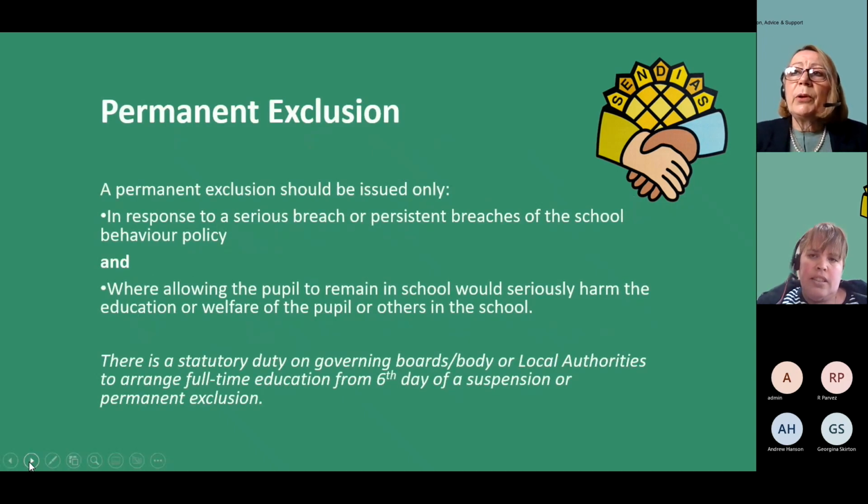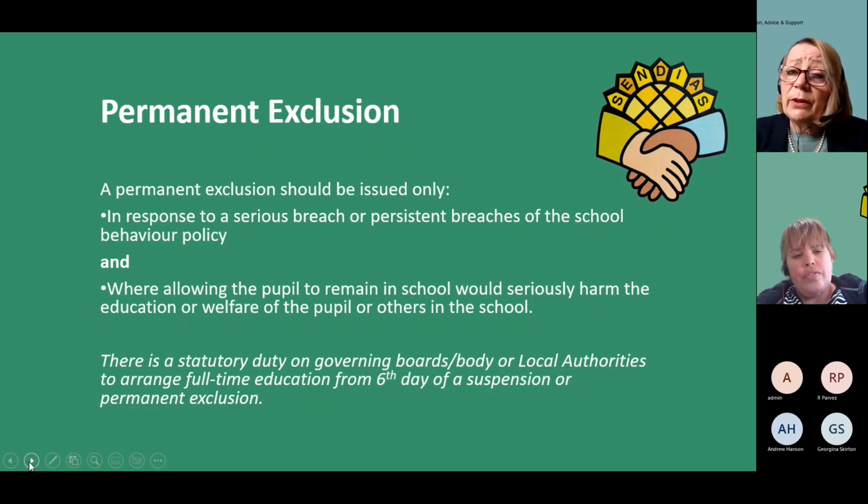Thank you, Emily. Permanent exclusions. A permanent exclusion should only be issued if it's a really serious breach or persistent breaches of the school behaviour policy, and it's always worth checking the school's behaviour policy to find out if it's up to date, and what it actually states the process is that the school will use when they look at a permanent exclusion. And also where allowing the pupil to remain at school would be a serious harm to the education or the welfare of another child or pupils in the school, or adults in the school. So those are the two really key points around permanent exclusions.